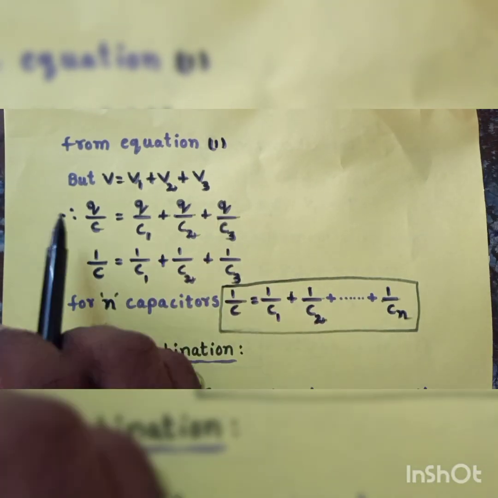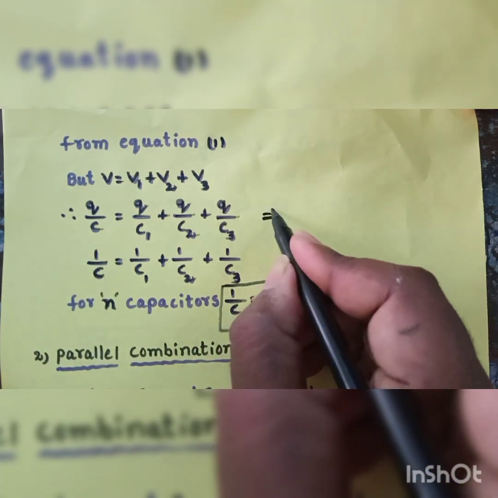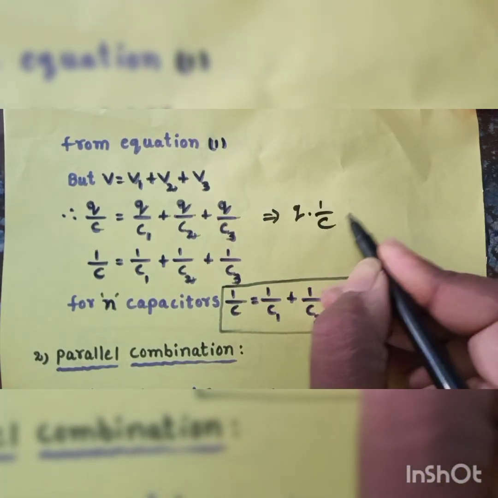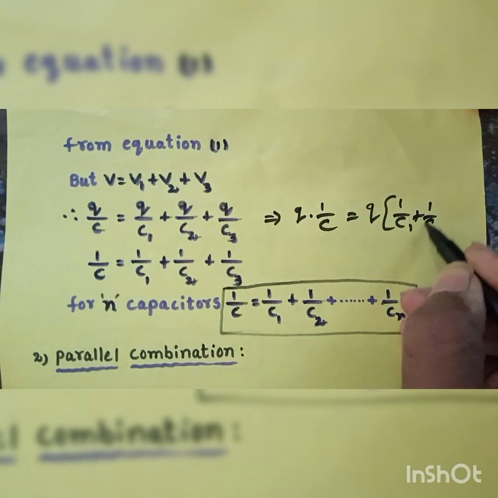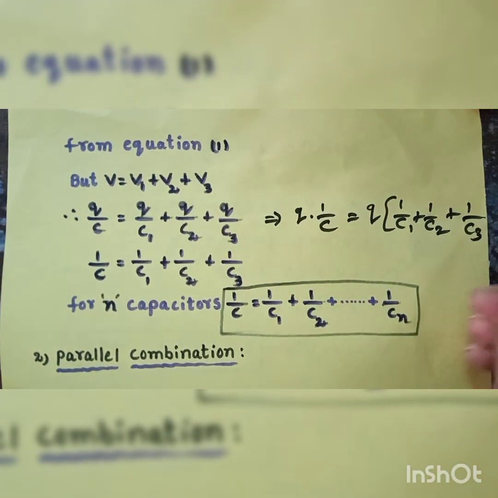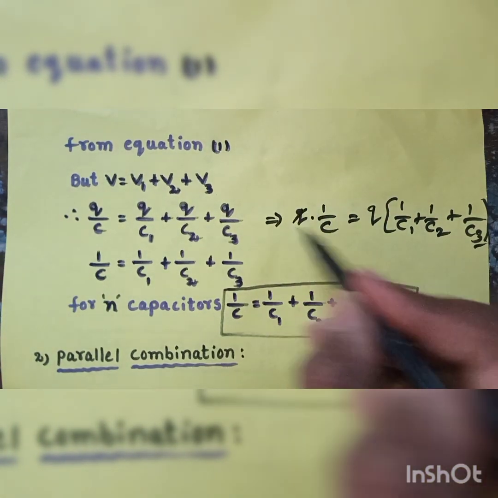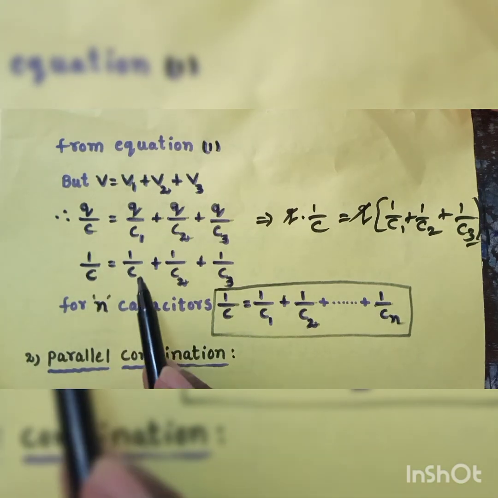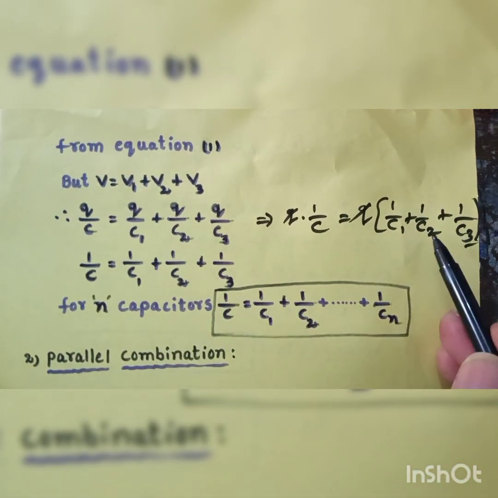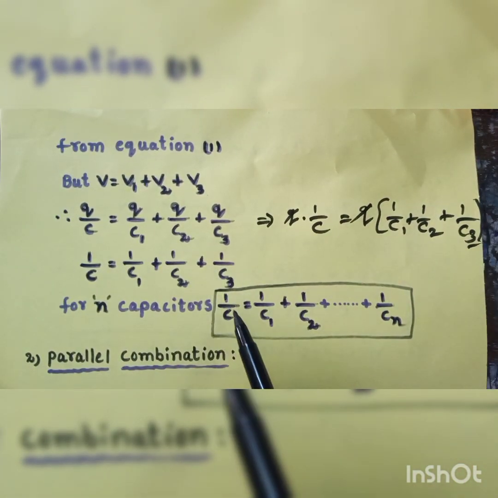Now here Q is common. Taking Q common, Q into 1 by C is equal to Q times 1 by C1 plus 1 by C2 plus 1 by C3. So Q gets cancelled. What is remaining? 1 by C is equal to 1 by C1 plus 1 by C2 plus 1 by C3.